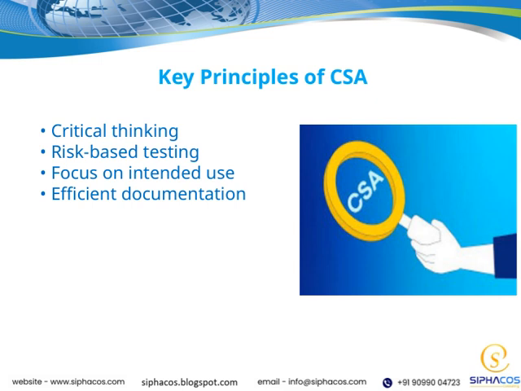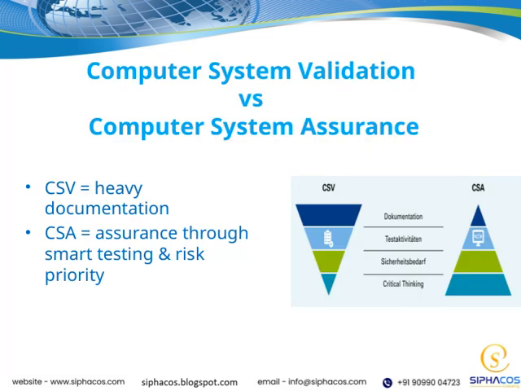Finally, efficient documentation plays a crucial role. Well-organized and clear documentation not only supports transparency and communication, but also streamlines the testing process itself. Together, these principles form a solid foundation for effective testing, aligning with the overall goal of delivering reliable, safe, and user-centered solutions. Let's start by looking at how CSV and CSA differ.